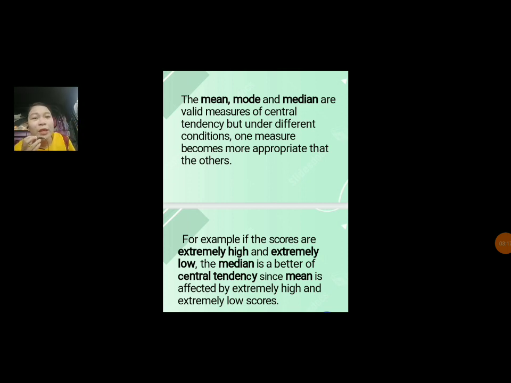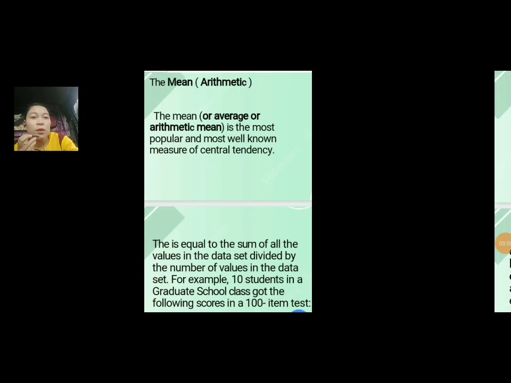Okay? So for example, if the scores are extremely high and extremely low, for instance, if you gave an exam of 100 items and the highest score your student got is 98 and the lowest is 95. So therefore, there is a big gap in their scores, and the mean is affected. So if the scores are extremely high and extremely low, it is better to use the median, since the mean is affected by extremely high and extremely low scores. Just like what I said earlier.